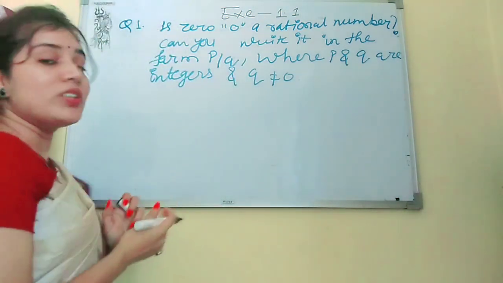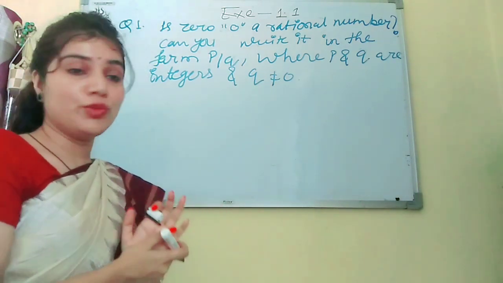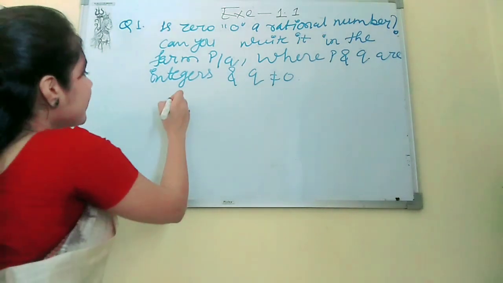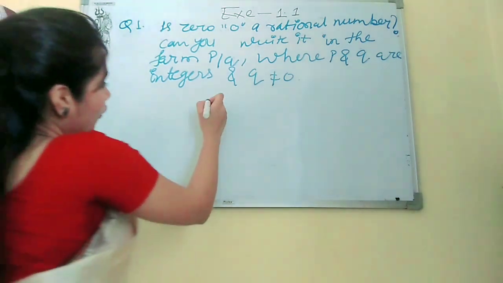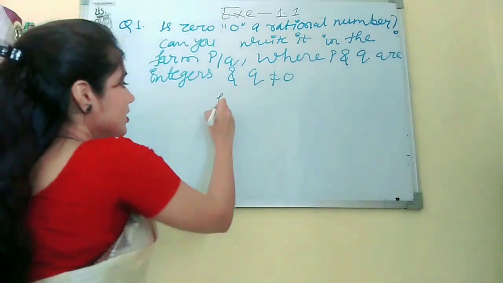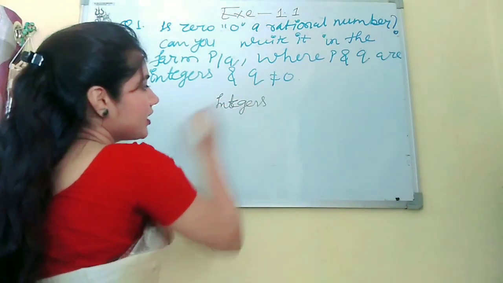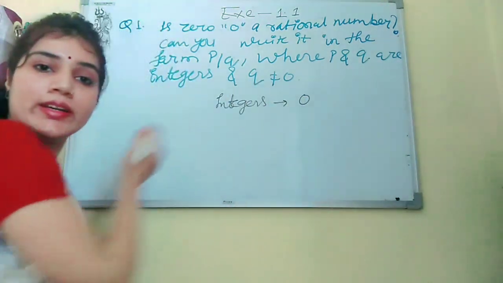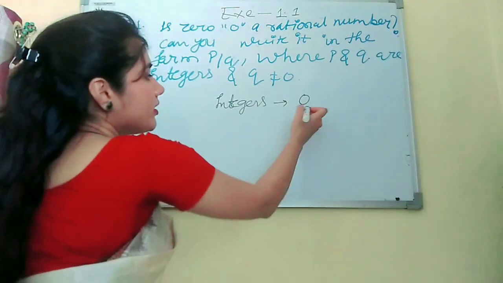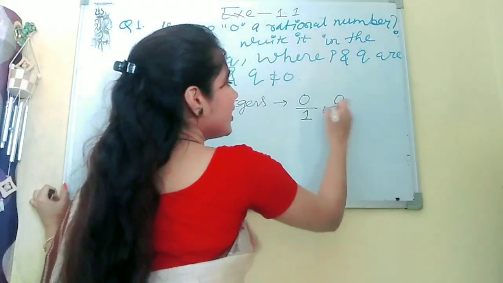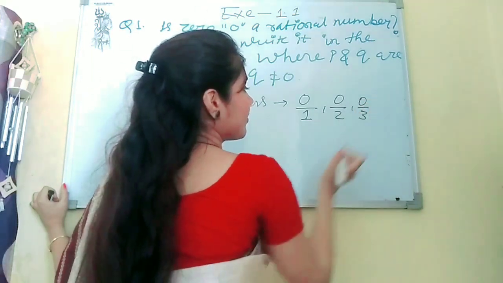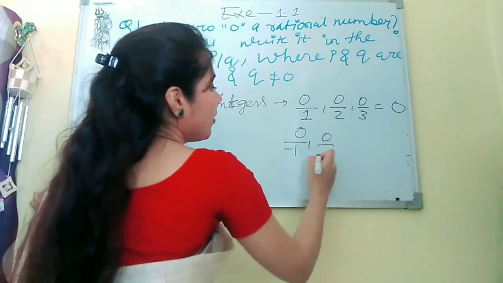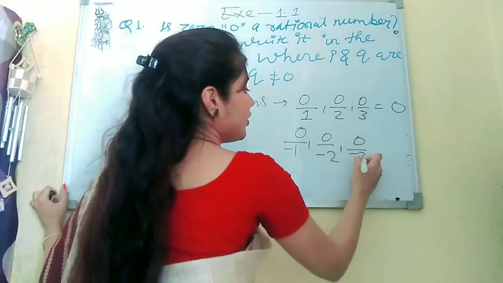Okay, let's see, which I have already explained in my previous video, but let's explain again. First we will go through the rational number definition. We know that all integers are rational numbers. First condition. So can we write 0? 0 is also an integer. And can we write it as 0 by 1, 0 by 2, 0 by 3? What will we get? 0. If we write it as 0 upon minus 1, 0 upon minus 2, 0 upon minus 3, what will we get?